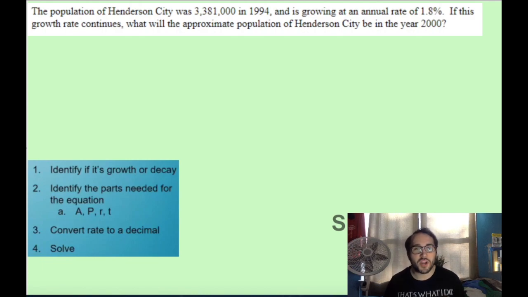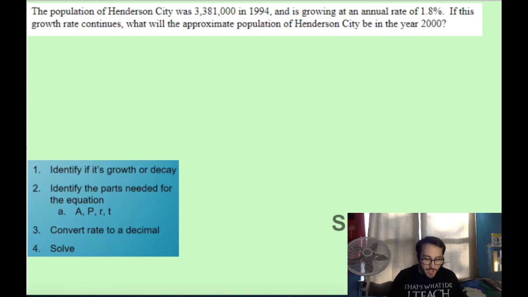All right, so we're going to do this problem together. The population of Henderson City was 3,381,000 in 1994, and is growing at an annual rate of 1.8%. If this growth rate continues, what will the approximate population of Henderson City be in the year 2000?